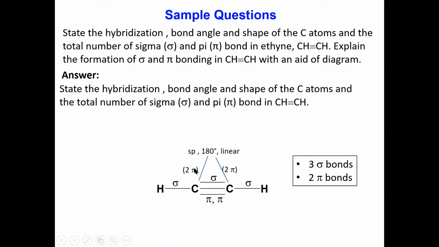So for HC triple bond CH, if we look at the carbon here, it has a single bond with hydrogen and a triple bond with a carbon. Do you remember what kind of hybridization that is for a triple bond? It is sp hybridization, where you have 1 sigma and 2 pi bonds for your triple bond, and you have a single bond over here. So in total, there are 3 sigma bonds and 2 pi bonds for ethyne, or CH triple bond CH.